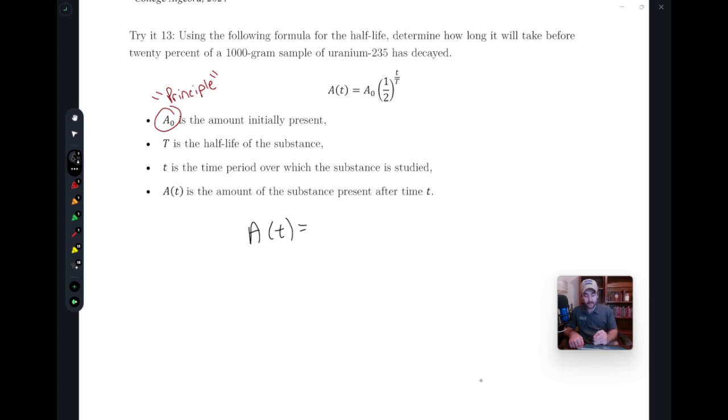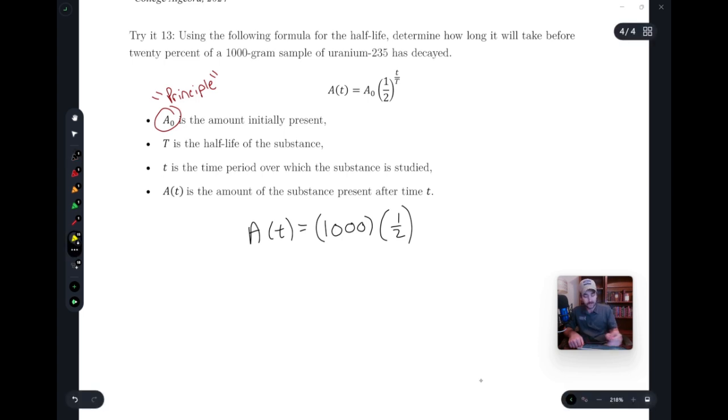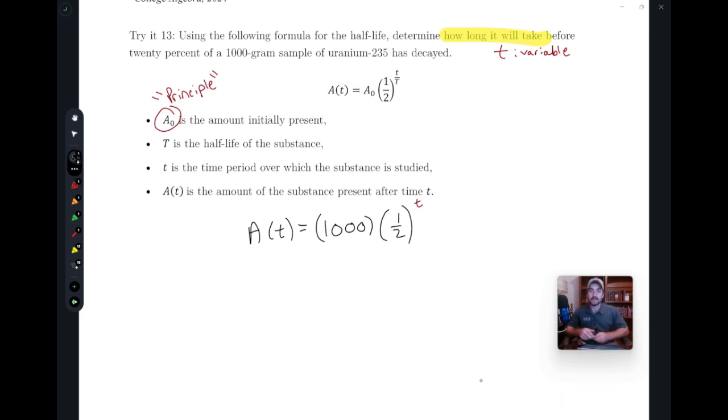So did they give us the starting amount? They said 1,000 gram sample. So we got a starting amount. They told us 1/2 already, because we're looking for the half-life. They asked us how long will it take, so that's going to be our variable. Our variable is going to be t because of this how long will it take. So that means t is the variable. So we'll leave t alone. And then we need that capital T, which is the half-life of the substance.